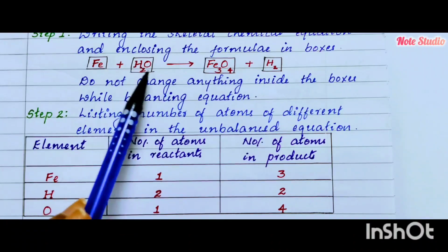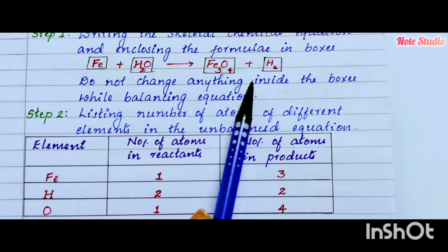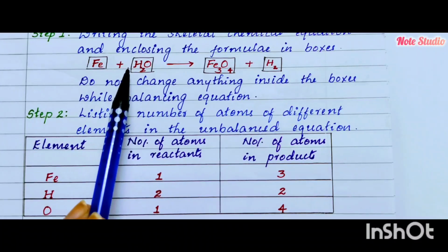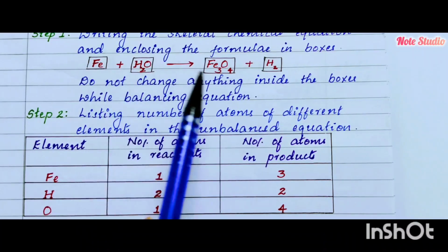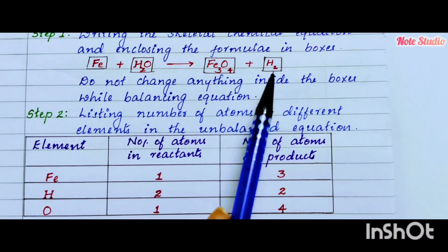Can you find anything extra in the product? Any other different elements? No, no chances, right? What are the elements or the atoms present in the reactant side? The same elements will be present in the product side also. We cannot add anything extra or we cannot delete it also, right?